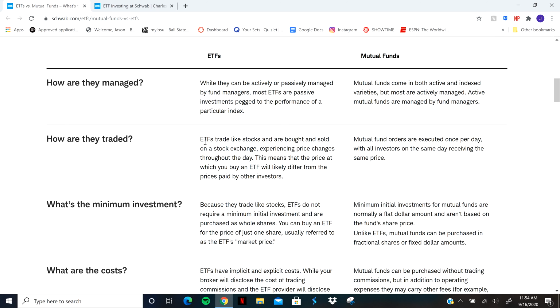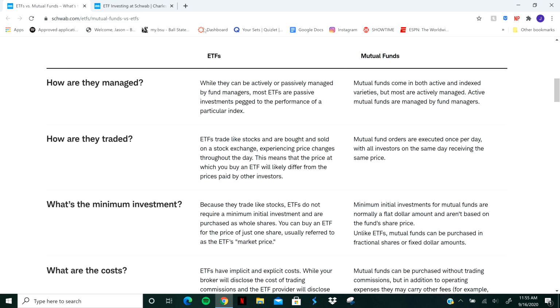How are they traded? ETFs trade like stocks and are bought and sold on an exchange, experiencing price changes throughout the day. And as I talked about in my mutual fund video yesterday, the mutual fund price changes once a day, obviously not on the weekends. Mutual fund orders are executed once per day, with all investors on the same day receiving the same price. So it's going to go up and down based on the daily difference.